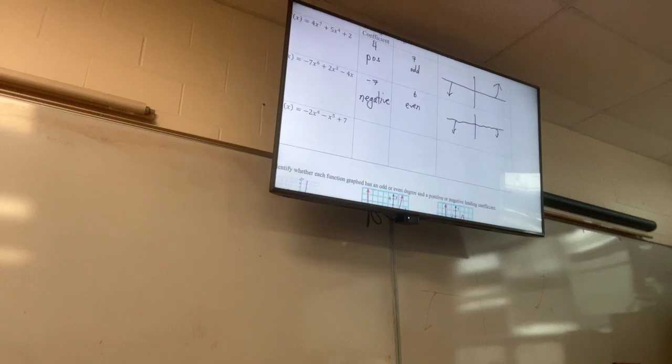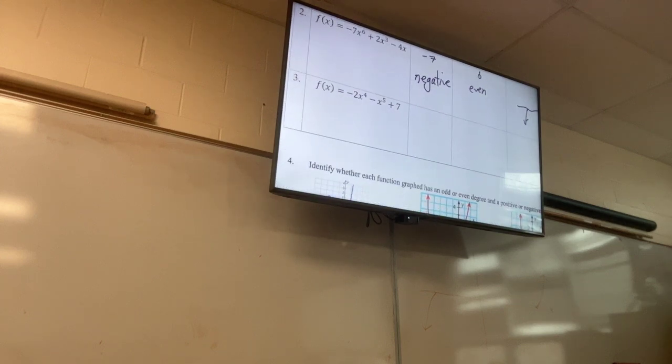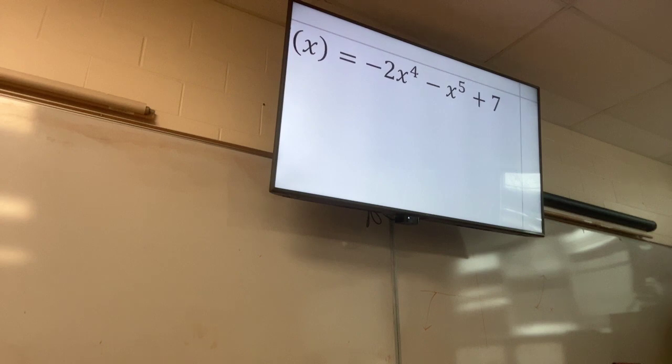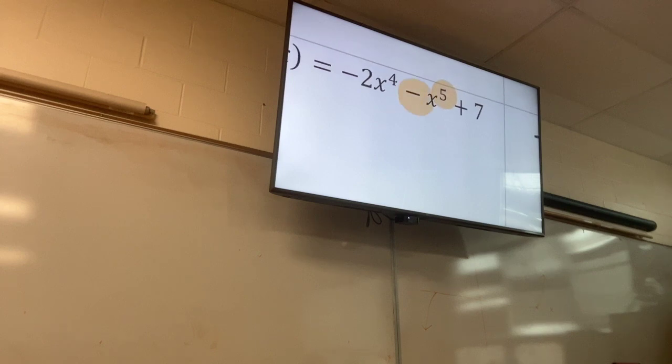Okay? What about this next one here? What's my lead coefficient? Trick question. It's negative 1. So your lead coefficient is not necessarily the number they wrote first. It's the number next to the highest degree term. What's my highest degree term there? 5, yeah. So my degree is 5, and the number next to 5 is negative 1, right?